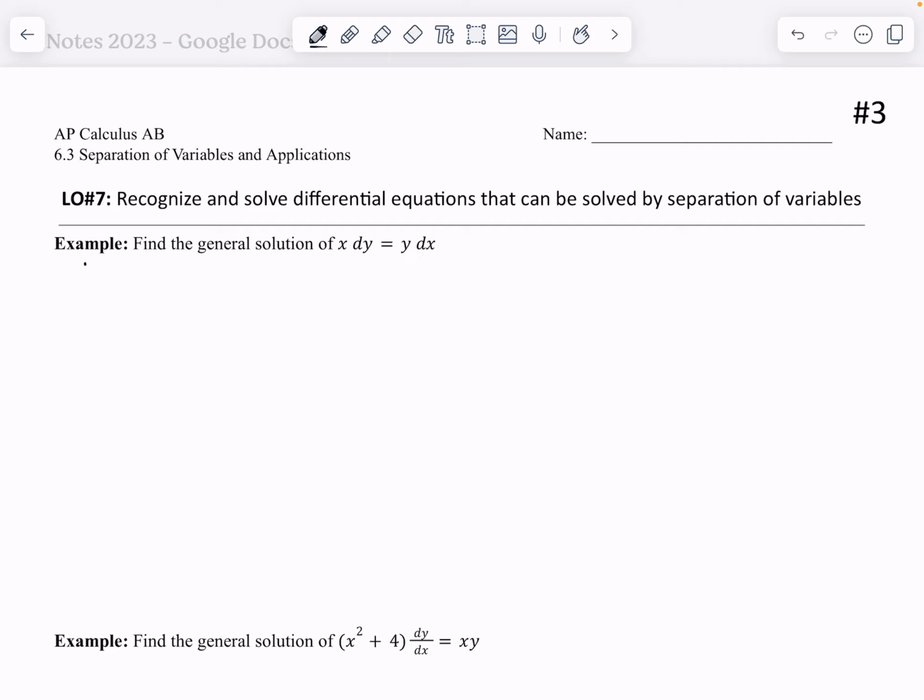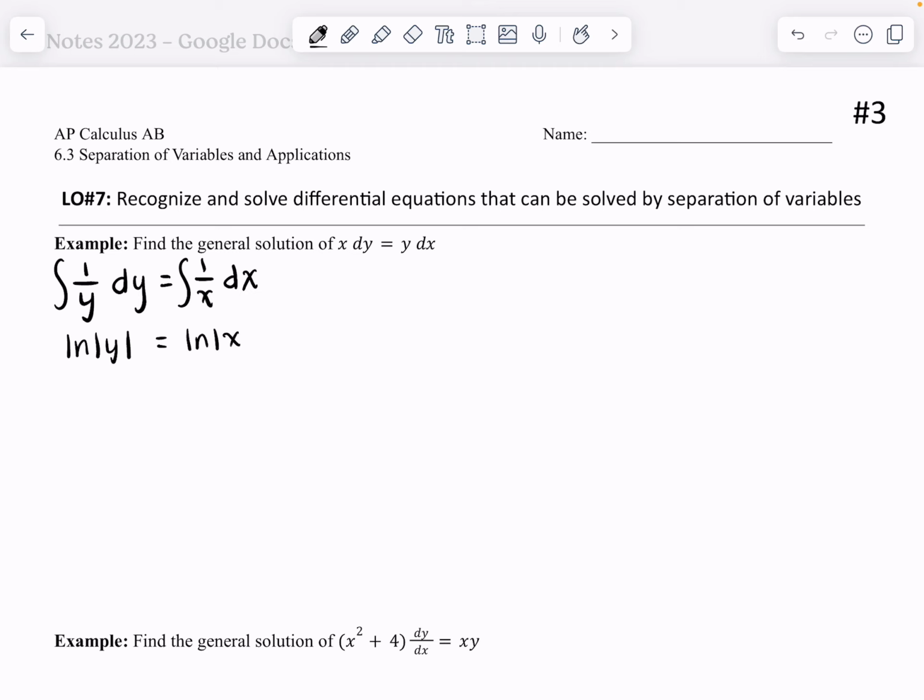And so on the left, we get 1 over y dy. On the right, we get 1 over x dx. Now we're going to integrate both sides as we've been doing. When we integrate 1 over y, we get natural log of the absolute value of y. Remember, you only need to put the plus c on one side of the equation. Typically, we would do that on the right side, though it wouldn't be wrong to do it the other way.